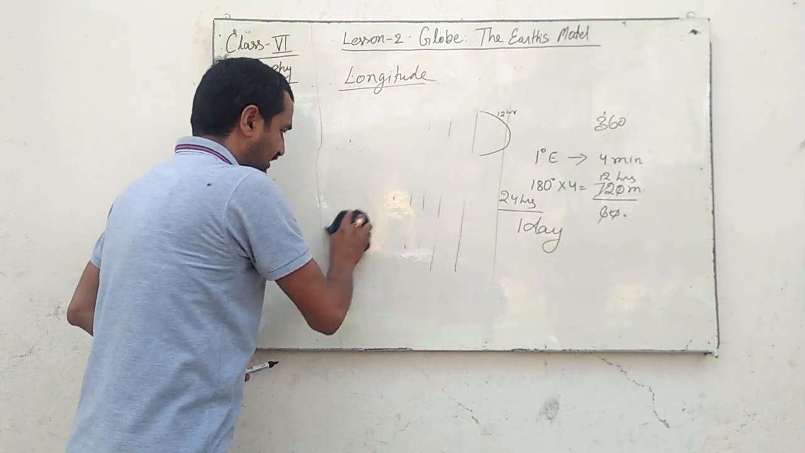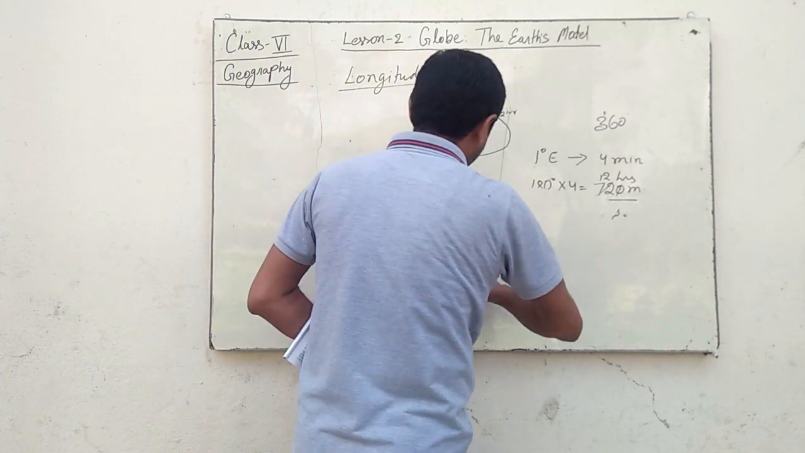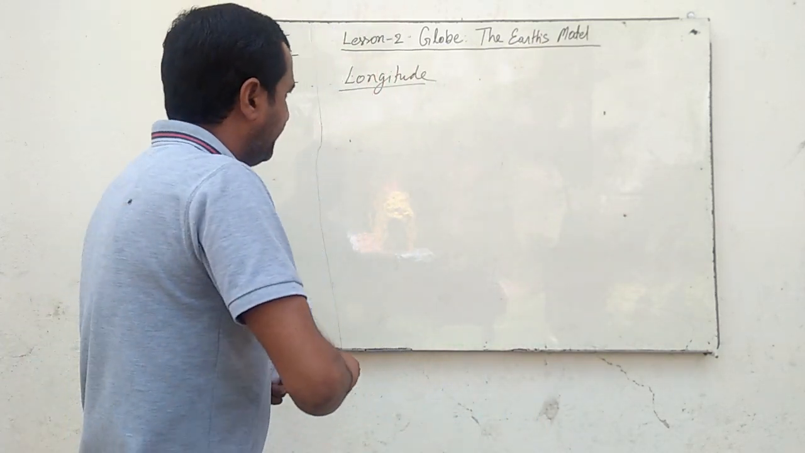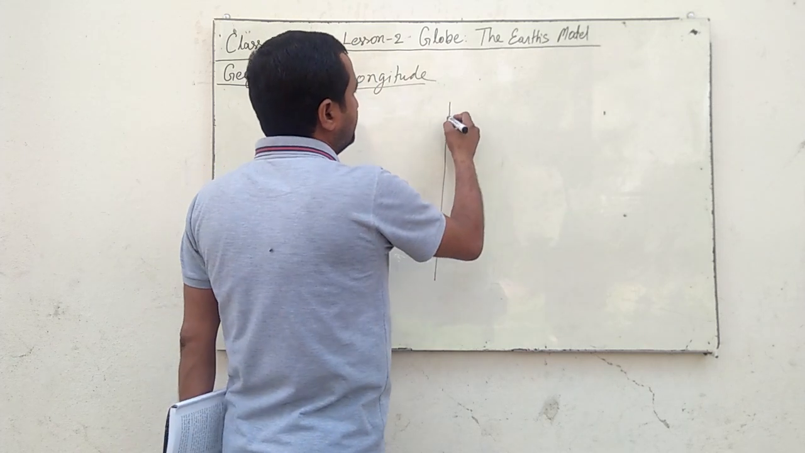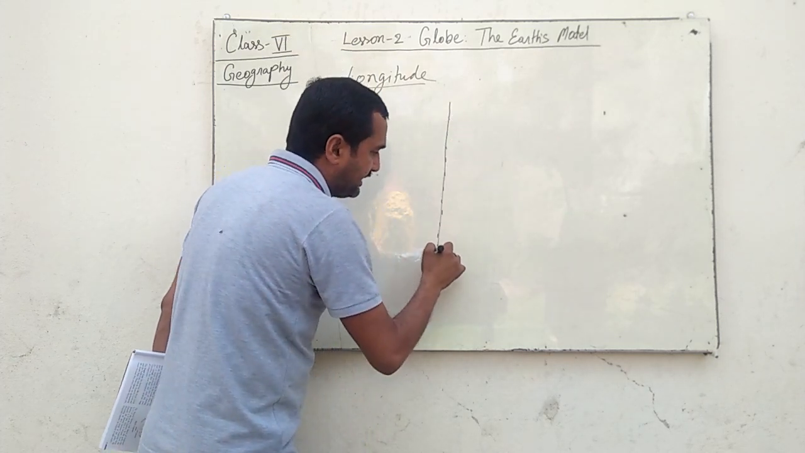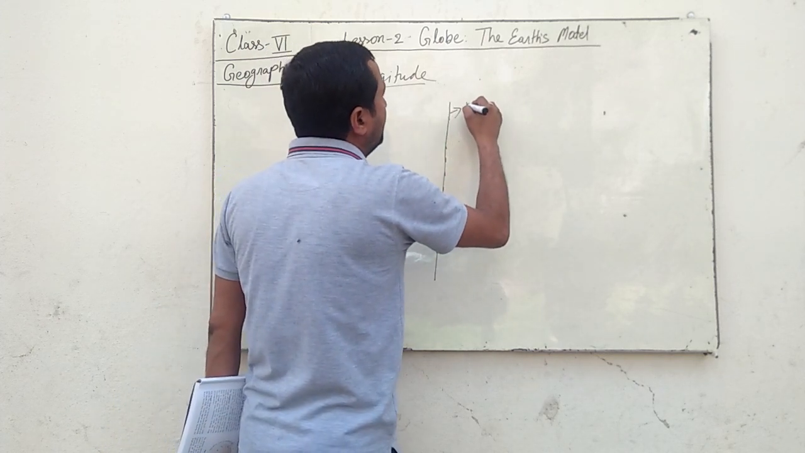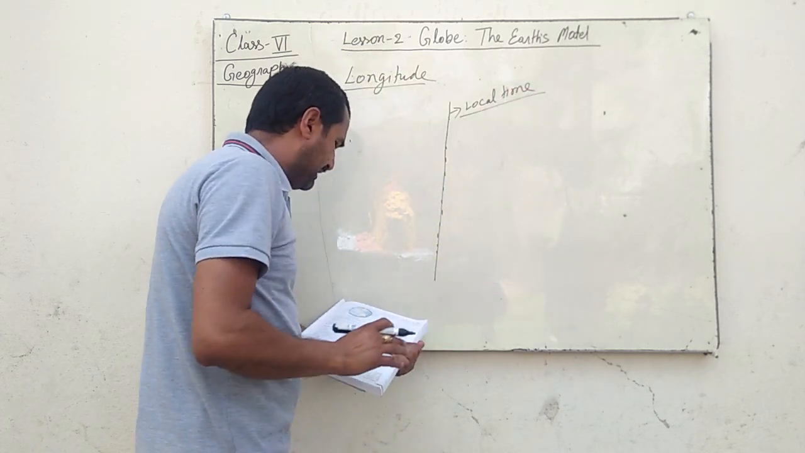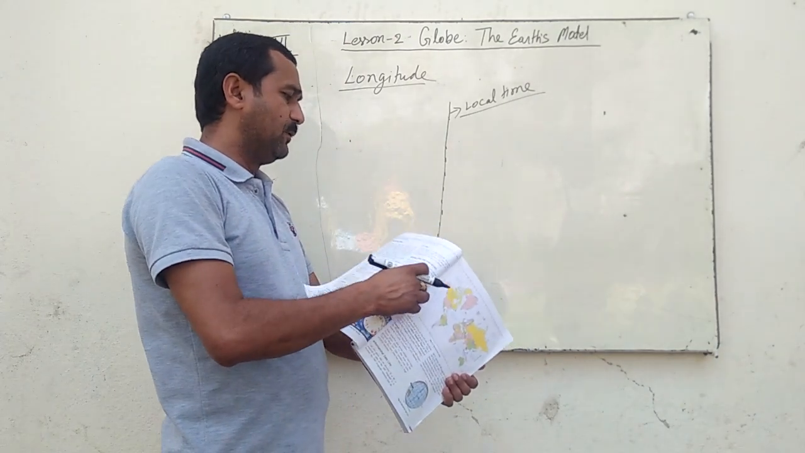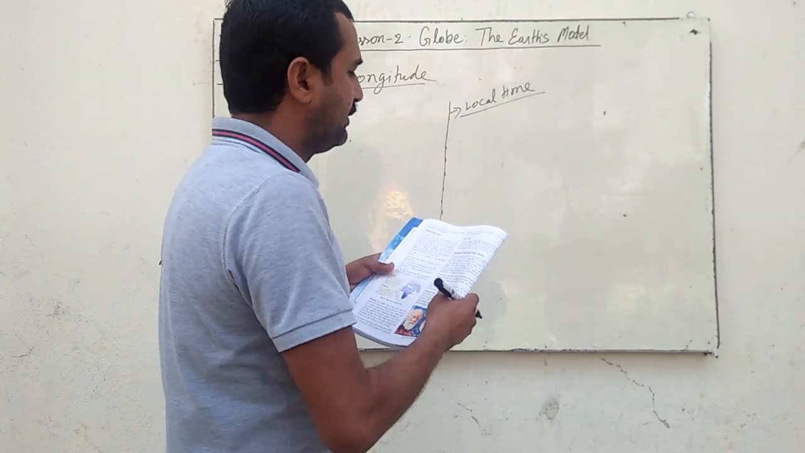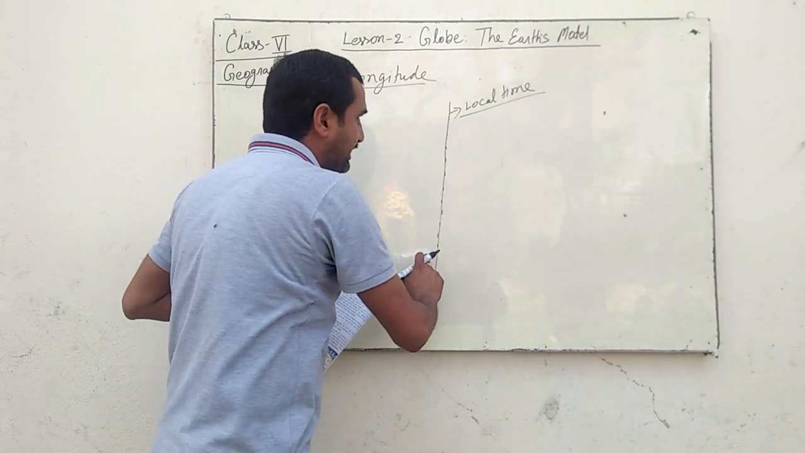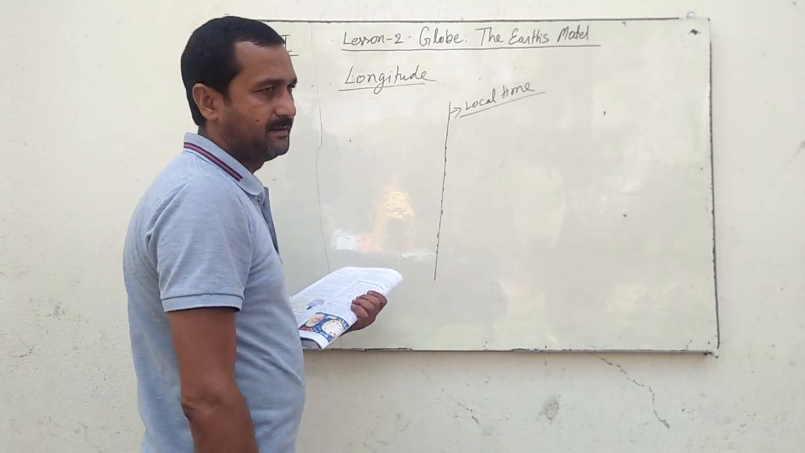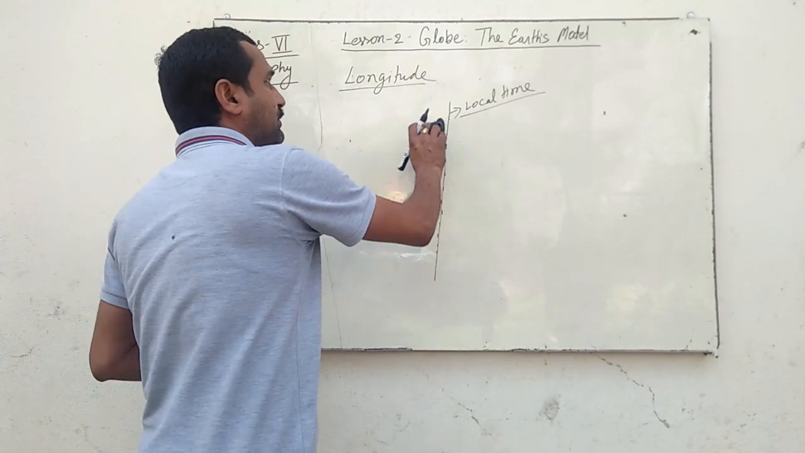Next, local time and standard time. व्हाट इज लोकल टाइम? एक मेरिडियन के ऊपर जितने भी लोग रहते हैं, इस मेरिडियन के ऊपर जो टाइम हो रहा है, दैट इज कॉल्ड लोकल टाइम। In the book it is clearly given regarding the local time: all places along a particular longitude, that is meridian, have the same time, and this time is called the local time. So local time is over.